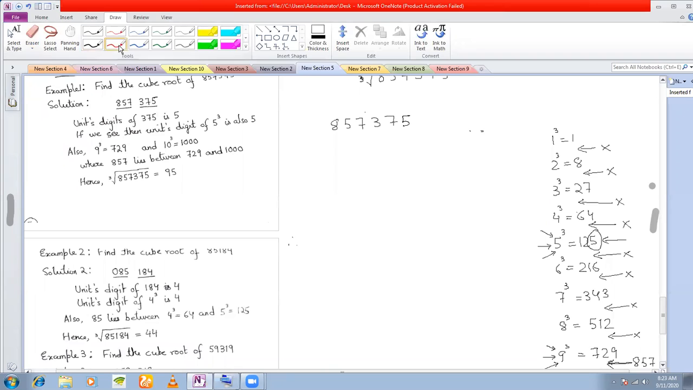First of all, you group the numbers in threes, starting from the right hand side. Starting from this decimal point, you group the numbers in threes. In square root, we were grouping in twos, right? We group here in threes. In the division method, remember I told you to group in twos. Here we are grouping in threes. Okay.